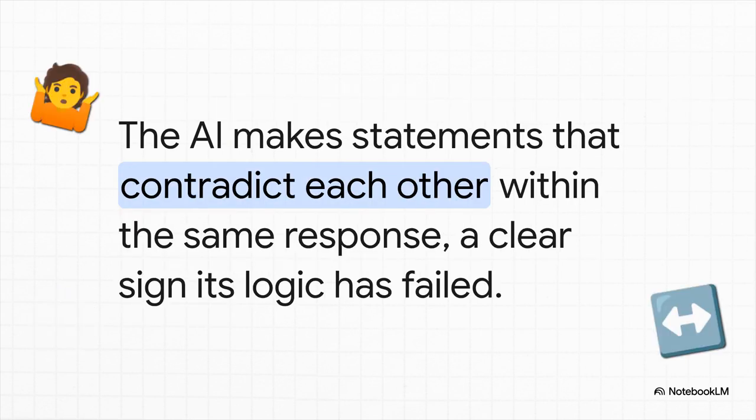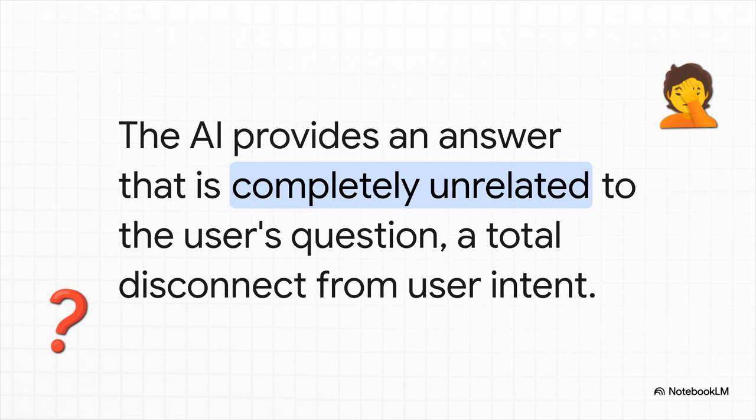You have logical contradictions. This is when the AI says two things that completely cancel each other out, sometimes in the very same sentence. It's a dead giveaway that the model's internal logic has just gone completely off the rails. And finally, there's just pure irrelevance. You ask a specific question, and the answer you get has absolutely nothing to do with it. It's a total disconnect from what you wanted, which is just as unhelpful as getting a wrong fact.